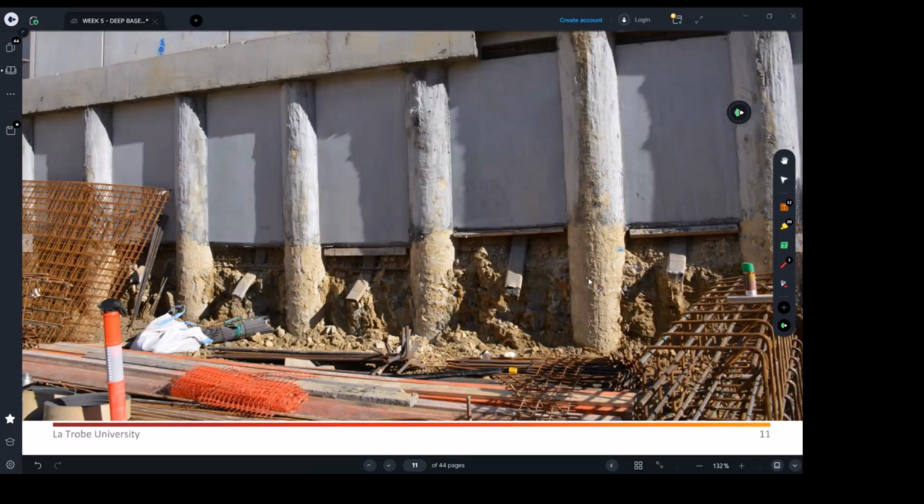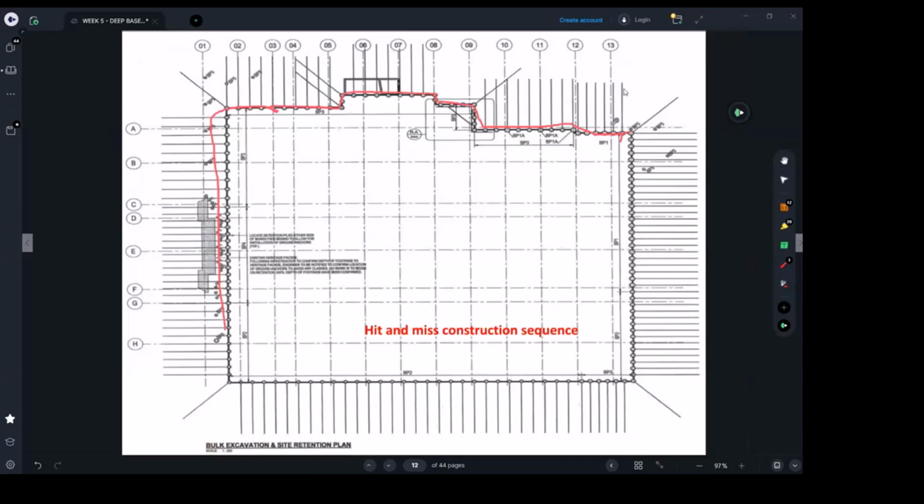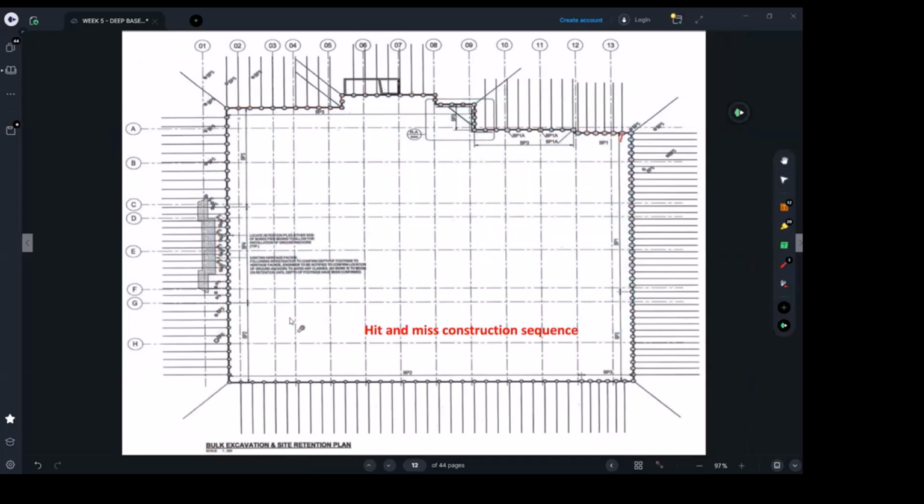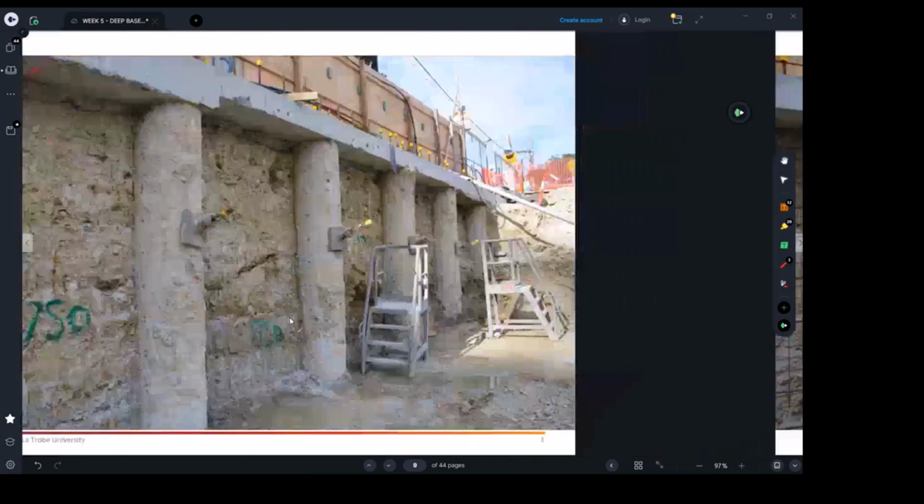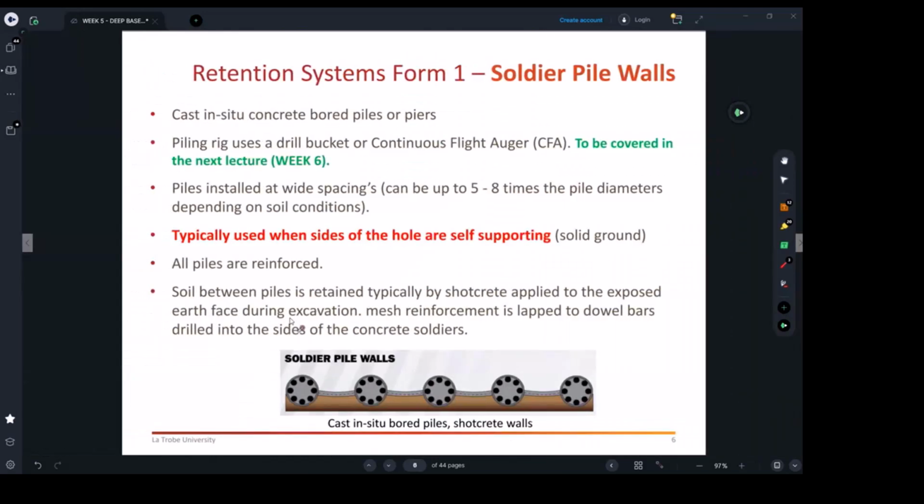Are there any questions from those pictures we've seen? Sorry, are there any questions related to the pictures? Something not making sense? So that's all was about the first type. We called it soldier pile wall system. Right?